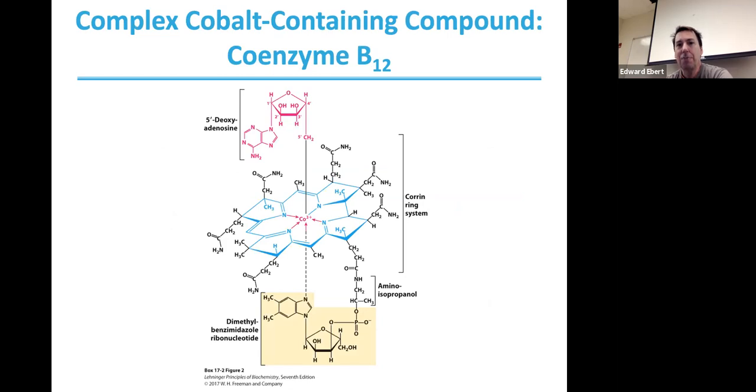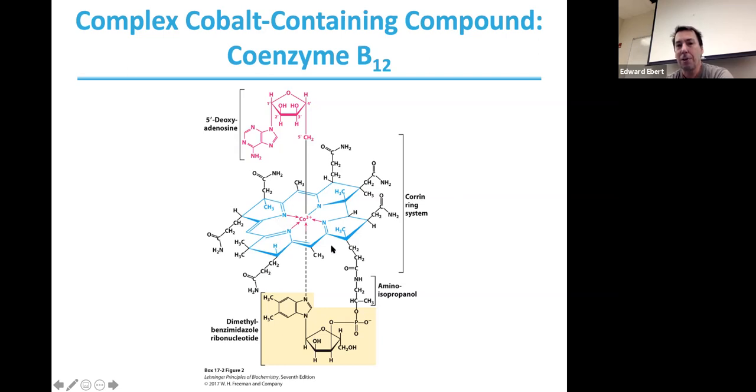All right. So what does vitamin B12 or coenzyme B12, depending on how you want to look at it, look like? This is our cobalt containing compound. So this is one of our neat little oddities in here. We've got cobalt as a cofactor inside this corrin ring system. You might look at this corrin ring system and say, hey, that looks a lot like the porphyrin ring system for hemoglobin and all that.